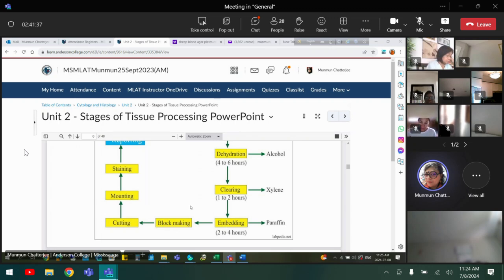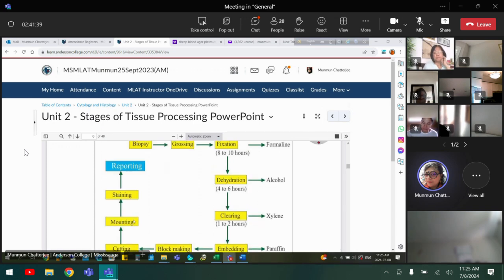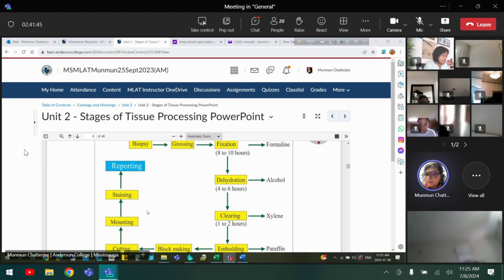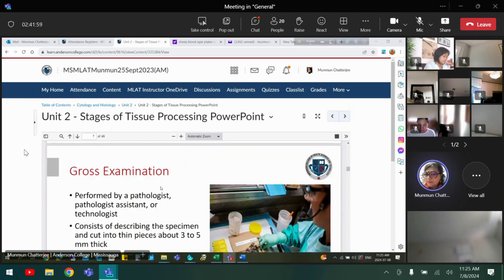So you have to make a block, a nicely fitted block which can fit in your instrument. Then is the cutting, then mounting on the slide, then you do the staining, and then you are reporting. You give the slide to the histopathologist to look at, and they find whatever is there and report to the physician. At the same time it is charted in the LIS system.